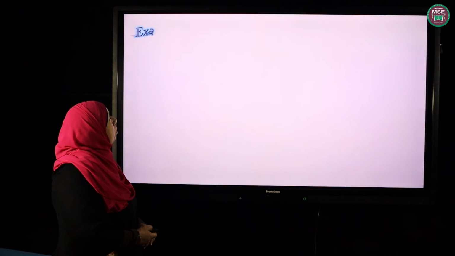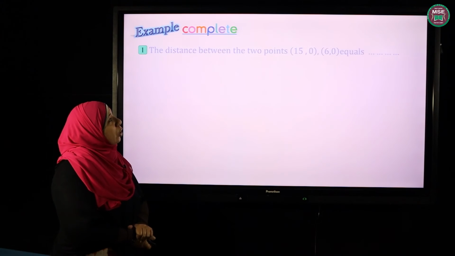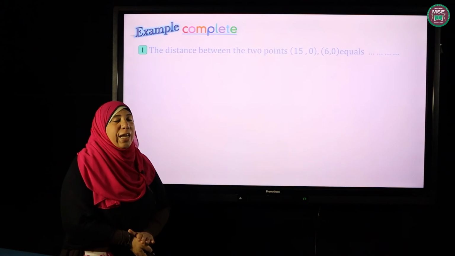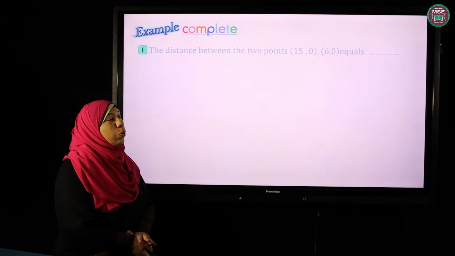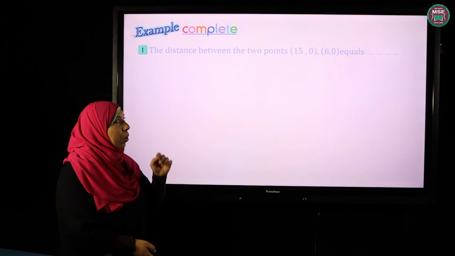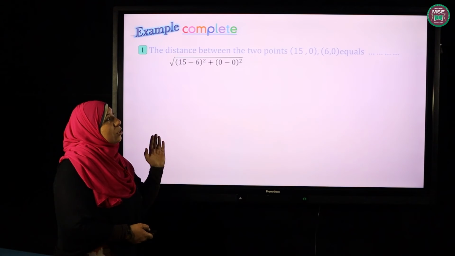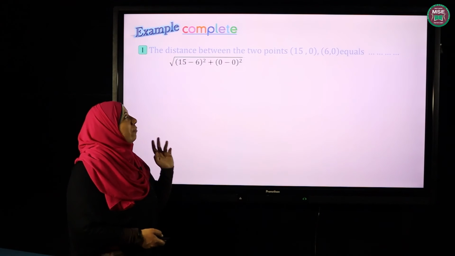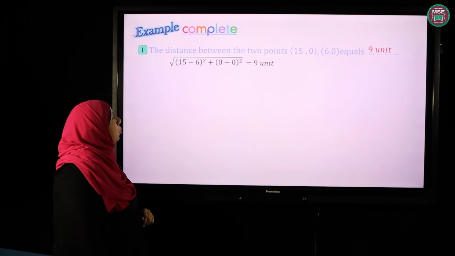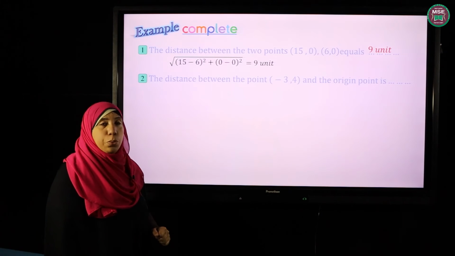Okay, for example, complete. Number 1, he wants the distance between the 2 points (15, 0) and (6, 0). For any two distinct points, we will use the rule: the square root of (x1 minus x2) power 2 plus (y1 minus y2) power 2. Here x1 is 15 and x2 is 6, so 15 minus 6 power 2 plus 0 minus 0 power 2 equals 9 units. Number 2, the distance between this point and the origin.